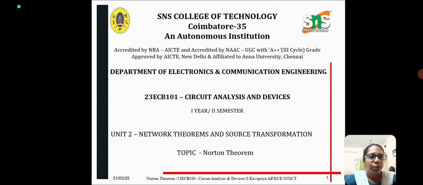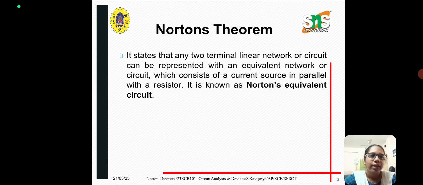I am going to discuss the topic Norton's Theorem from the subject Circuit Analysis and Devices. First, we can see the statement of Norton's Theorem. Norton's Theorem is one of the network theorems. It states that any two-terminal linear network or circuit which has a number of sources can be replaced by a single source in parallel with a resistor, and it is known as a Norton's equivalent circuit.